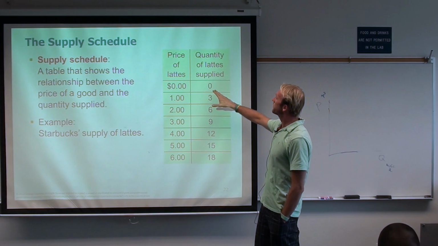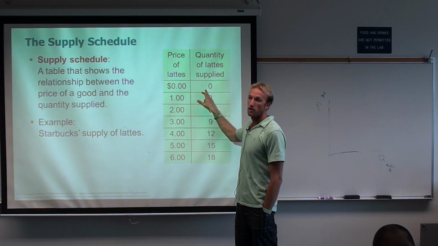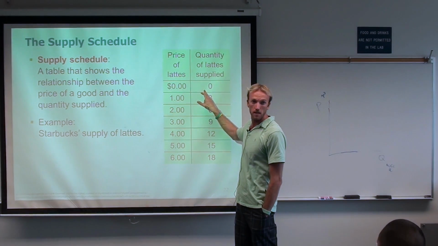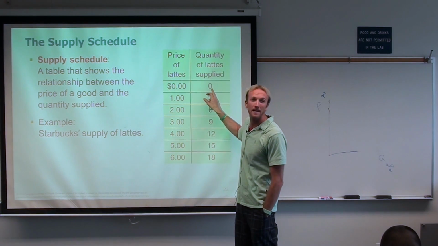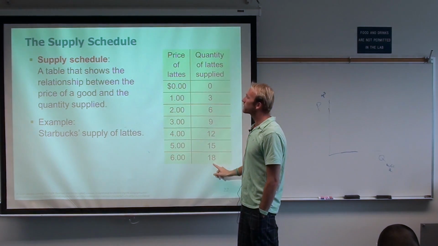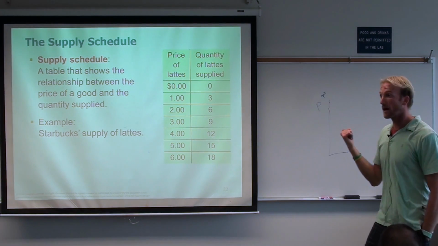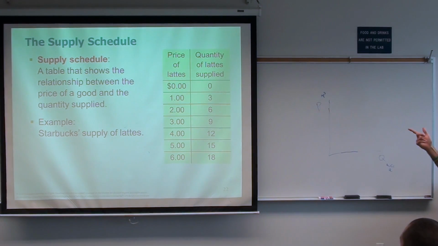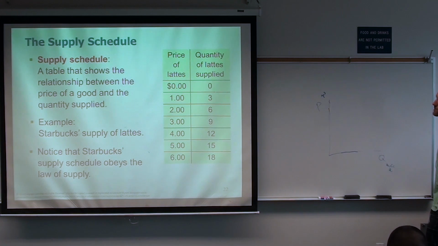If you're not able to sell lattes for any money, are you going to want to make any? No, right? So this is the opposite. I might want to buy 1 million of them because they're free, but I'm not going to make any if I'm Starbucks, right? As the price goes up, the quantity starts going up, right? So notice that this is the law of supply, and Starbucks' supply schedule is following the law of supply. As they can sell at a higher price, the quantity is increasing.